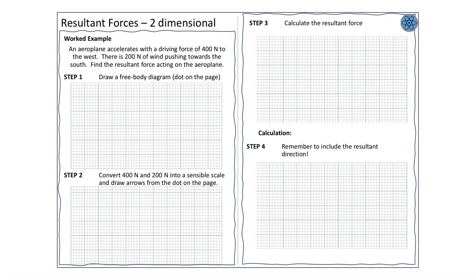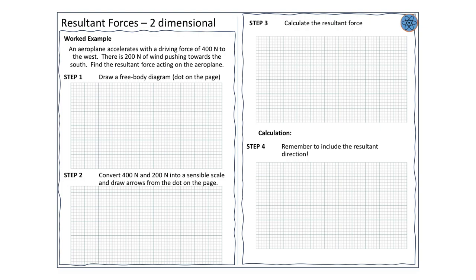Hello, in this video we're going to look at resultant forces in 2 dimensions. So in this worked example we've got an aeroplane that accelerates with a driving force of 400 newtons to the west, so that would be left. There is 200 newtons of wind pushing towards the south, so that's down. Find the resultant force, the overall force acting on the aeroplane.